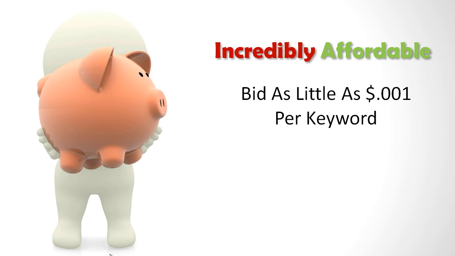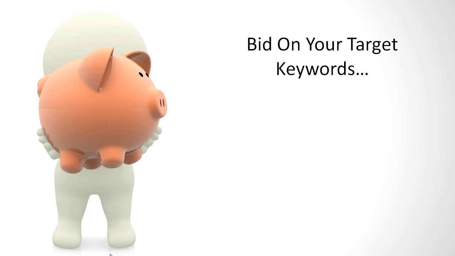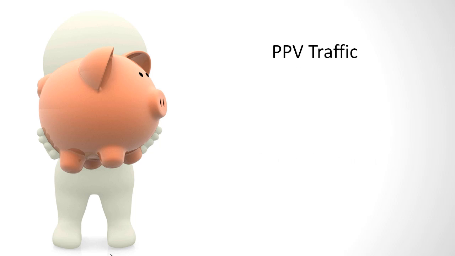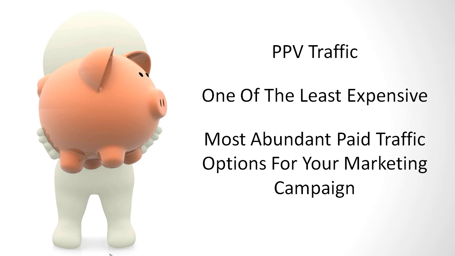Typically, you can bid as little as 0.001 per keyword or other target. Because they are so highly targeted, you can more than recover your costs. Plus, once you bid on your target keywords, once users visit any new website that includes these keywords, your ads appear. That makes PPV traffic one of the least expensive and most abundant paid traffic options for your marketing campaign.